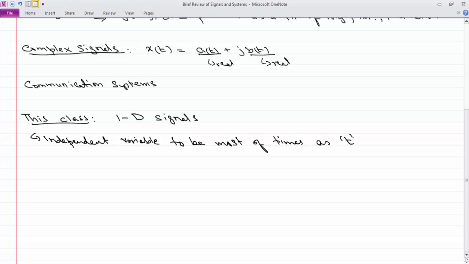2D signals or other forms of signals, you will learn about them in the more advanced elective course. There's a DSP design course that is taught in spring of senior year. You will learn about that there.